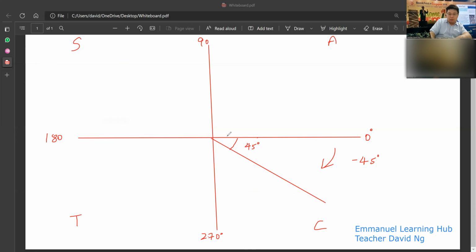This direction, apparently, is 360 minus 45 degrees. That means your negative 45 degrees is equal to 315 degrees. Sorry, it's 315, not 325. Negative 45 degrees is 315 degrees. Understand that concept? It's 360 minus 45. If you count in the negative direction, it's negative 45 degrees, but if you count the other way, it's 315 degrees. They're actually equal. So it depends on whether you're seeing it from a positive or negative point of view. Understand the concept?